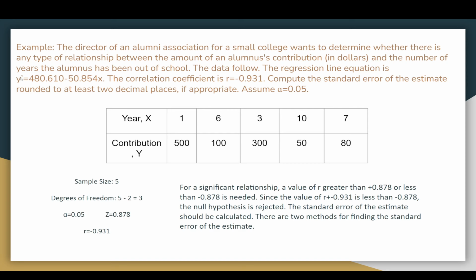The regression line equation is y, I'm just going to call it y prime, y prime equals 480.610 minus 50.854x, because it's a slope. So that's how the regression line works. The correlation coefficient is r equals negative 0.931. As you can see, it's fine if it's negative here because it's just r. R squared though will end up being positive and between 0 and 1.